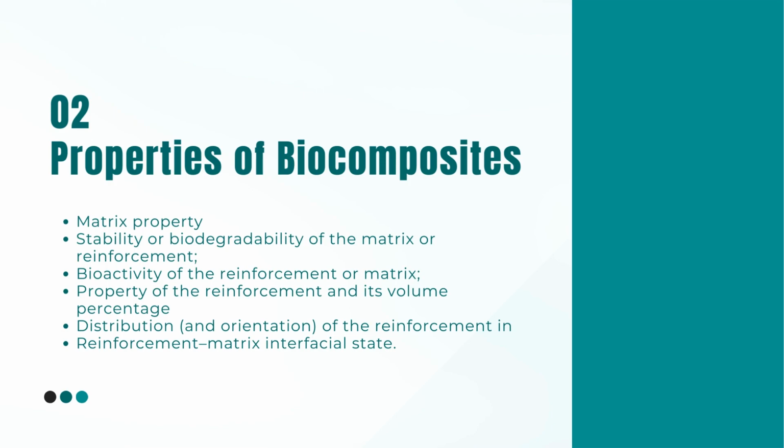However, the property of the composite are majorly influenced by the following: the matrix property, like the molecular weight, grain size, or the mechanical property, stability or biodegradability, bioactivity; the volume percentage and property of the reinforcement; the distribution or the orientation of the reinforcement, like the fiber reinforced, particle reinforced, and structural; and lastly, reinforcement matrix interfacial state, specifically for the ceramics, like the types, like for stress shielding.